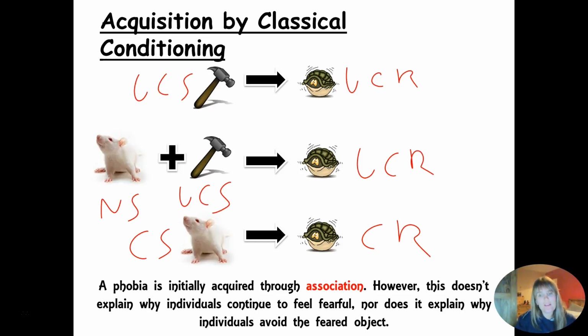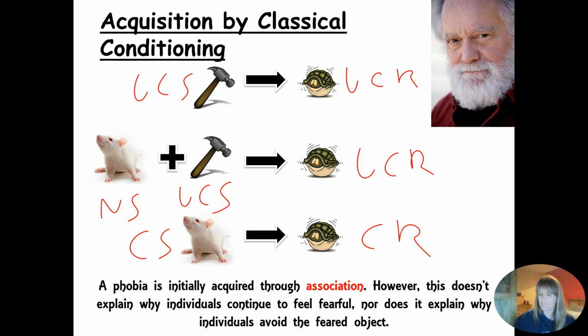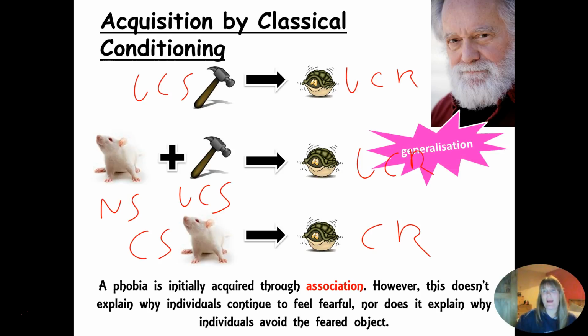However, this doesn't explain why people continue to feel fearful. Nor does it explain why they avoid the feared object. And this is the second part of the two-process model. This is just to explain that little Albert actually became afraid of Santa Claus because he was white and had a white fluffy beard.